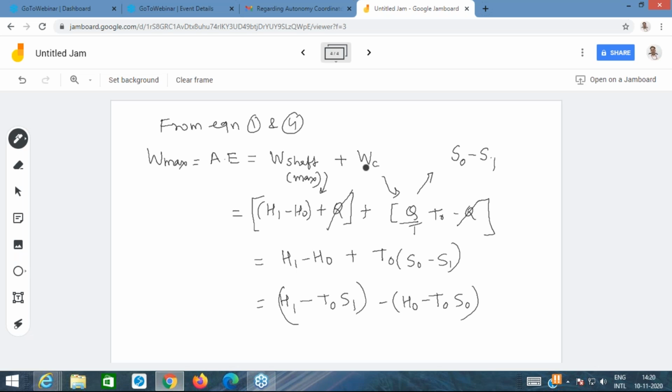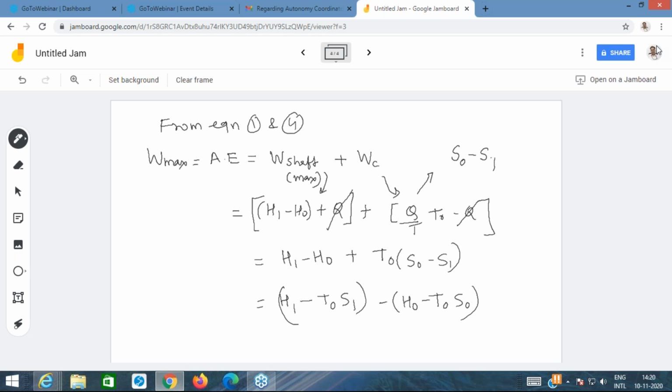So now I want to find the available energy. As I said, the available energy is the maximum work potential which you get from the addition of the maximum shaft work with the Carnot work. Now it is simply a question of adding these two equations. So I'm just adding the equations and rewriting this and getting the final expression. I hope this derivation is clear to you.